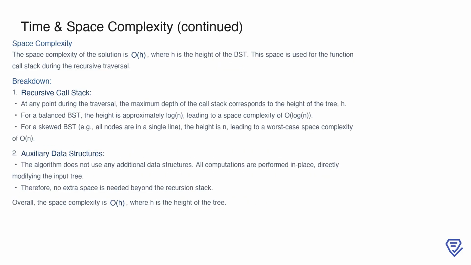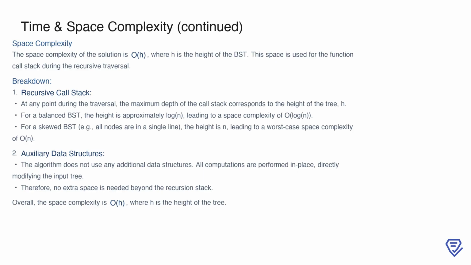The space complexity of our solution is determined by the recursion stack used during the traversal, which depends on the height of the binary search tree, denoted as h. At any point in the traversal, the maximum depth of the call stack corresponds to the tree's height. For a balanced binary search tree, the height is approximately log n, leading to a space complexity of O(log n). However, in the worst-case scenario, such as a skewed tree where all nodes are aligned in a single line, the height becomes n, resulting in a worst-case space complexity of O(n).